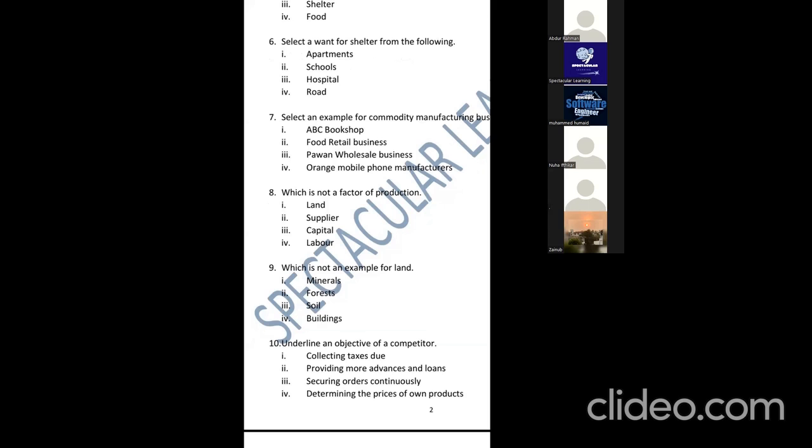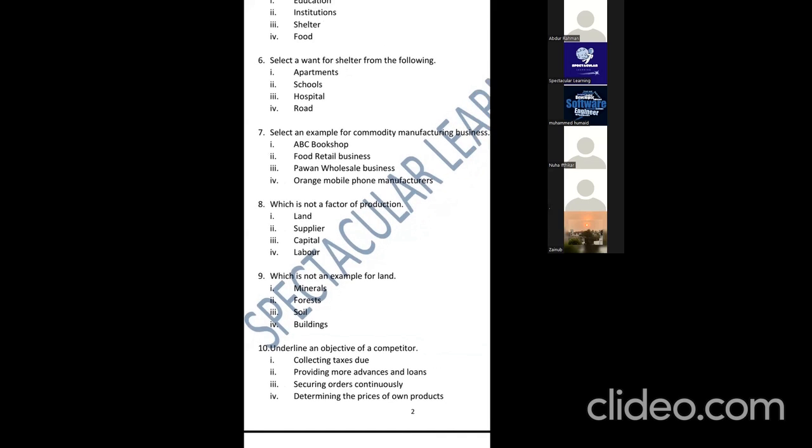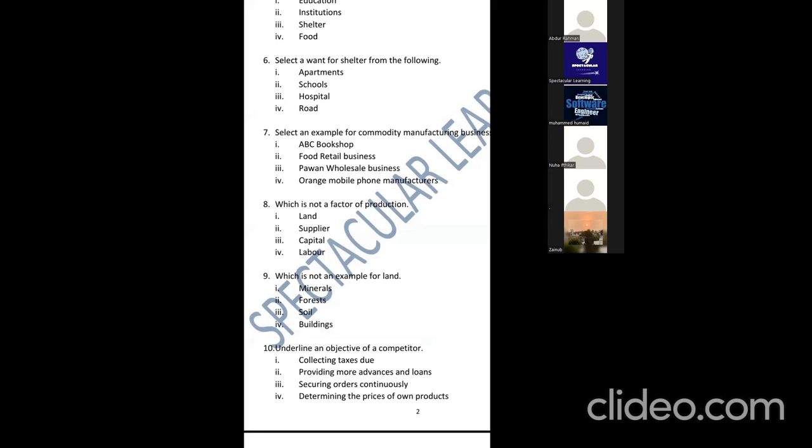Minerals are like gems, they are natural resources, so they fall under land. Then forest, soil are also natural things. So building is the thing that doesn't fall under land. It is created by human. So buildings come under capital. So the answer for the ninth one is buildings. Somebody said minerals. That's not the correct answer.